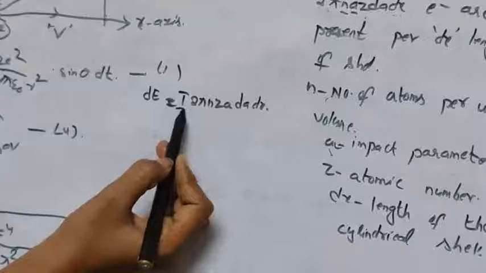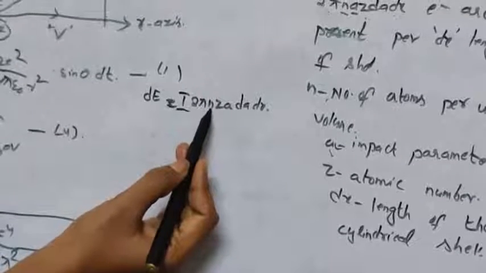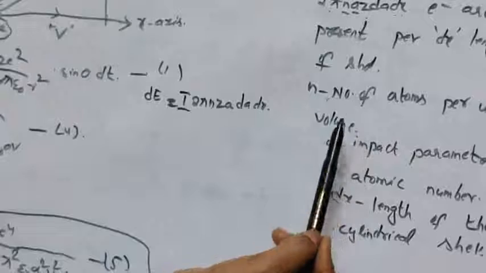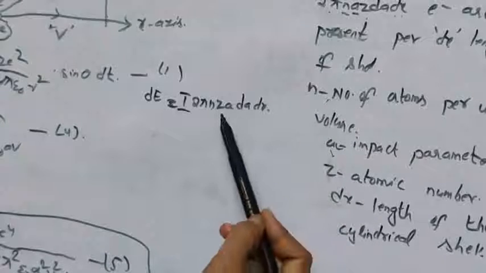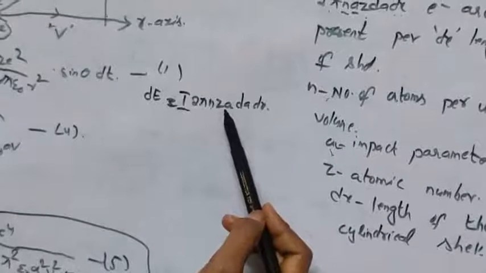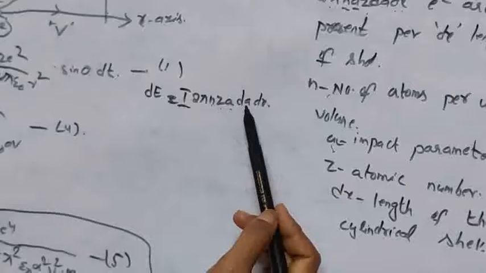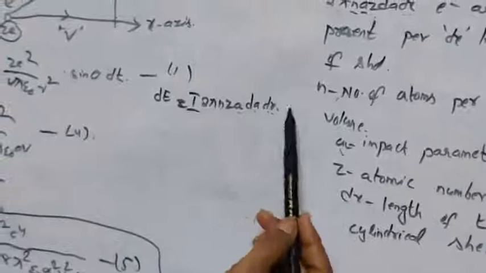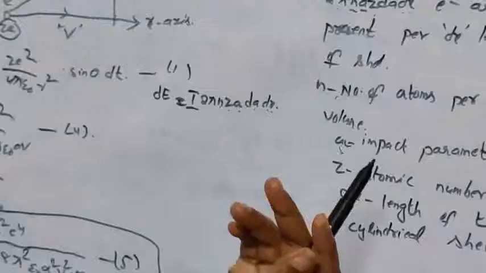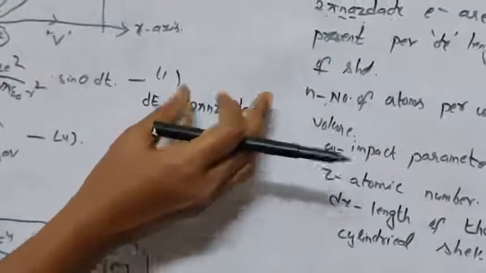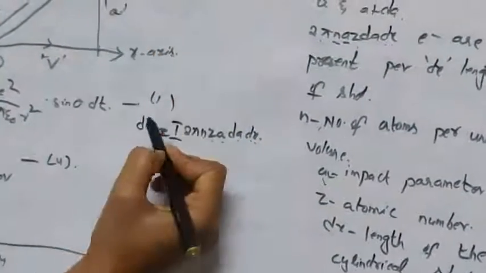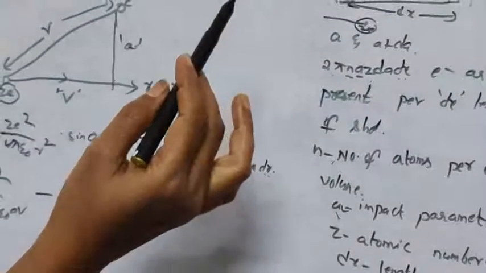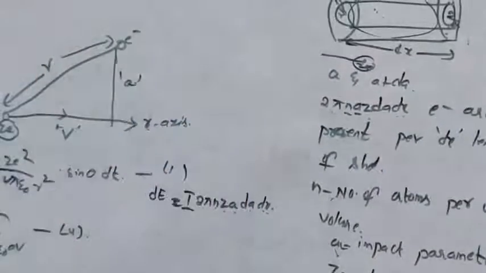So the energy transfer from the charged particle to a cylindrical shell is given by dE is equal to T. Here T represents the kinetic energy, N means the number of atoms per unit volume, Z the atomic number, A the impact parameter, dA the radius, and dx the length. So the overall value of this equation gives the transfer of energy from the charged particle to the electrons present in the shell.